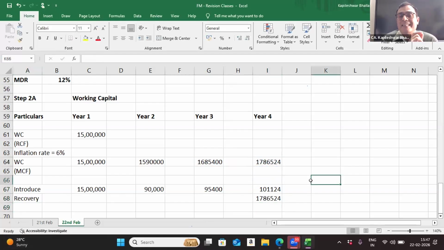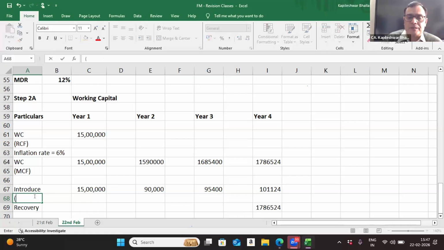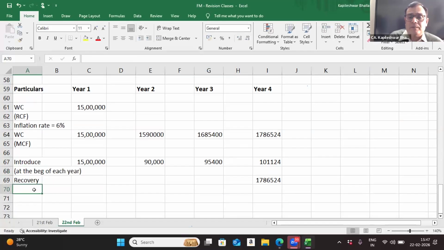Correct. So I've just identified how much will get introduced at the beginning of each year and what will be the recovery. I'm just going to make a small mention that this is introduced at the beginning of each year. This is what you're going to introduce at the beginning of each year, and the recovery is going to take place at the end of each year. This will be at the end of fourth year.